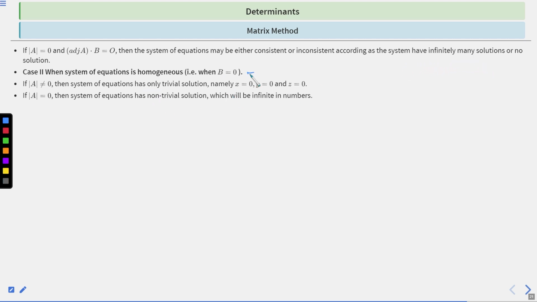Now, let's see case 2. When system of equations is homogeneous, that is B equal to 0. If determinant value of A not equal to 0, then system of equations has only trivial solution, namely x equal to 0, y equal to 0, and z equal to 0. And if determinant value of A equal to 0, then system of equations has non-trivial solution, which will be infinite in number, right?